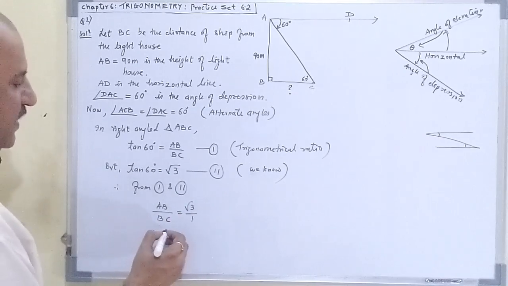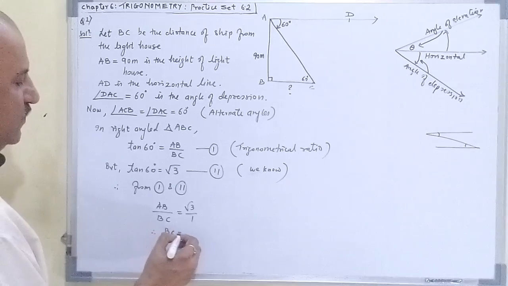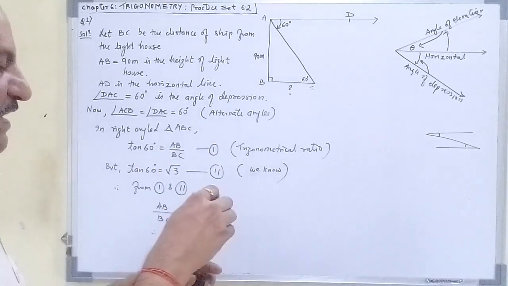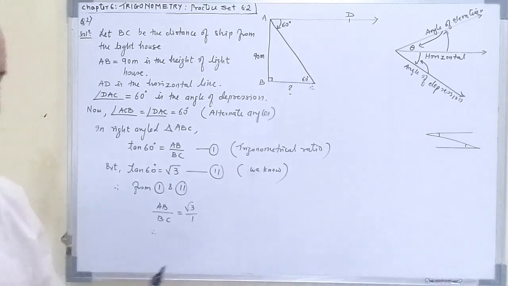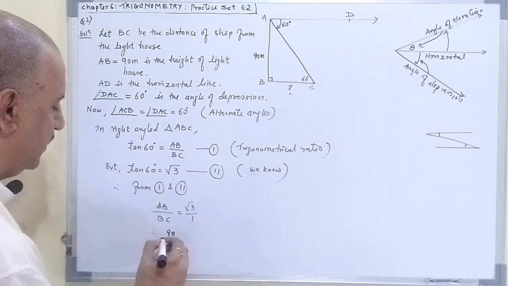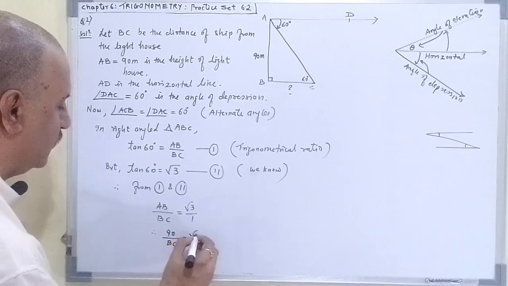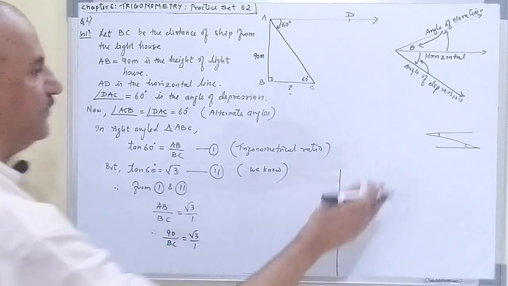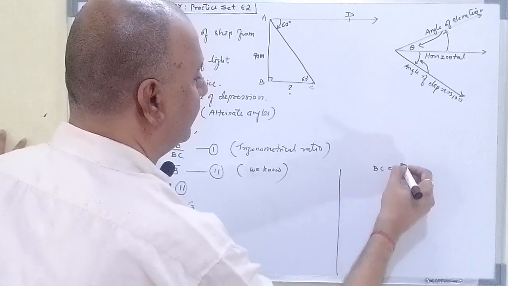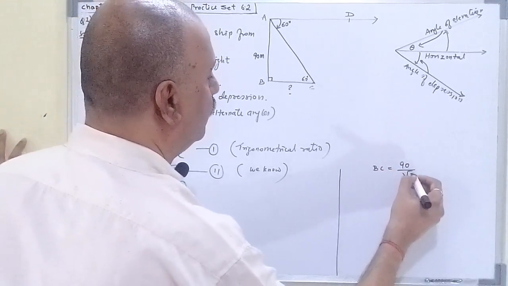So what do we have to find? BC. See, they have given us AB as 90. So write here 90 upon BC equal to √3 upon 1. So BC will be 90 upon √3.